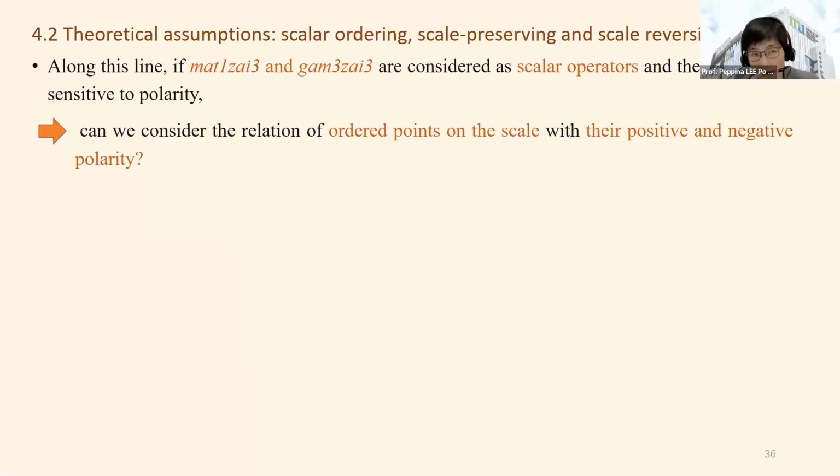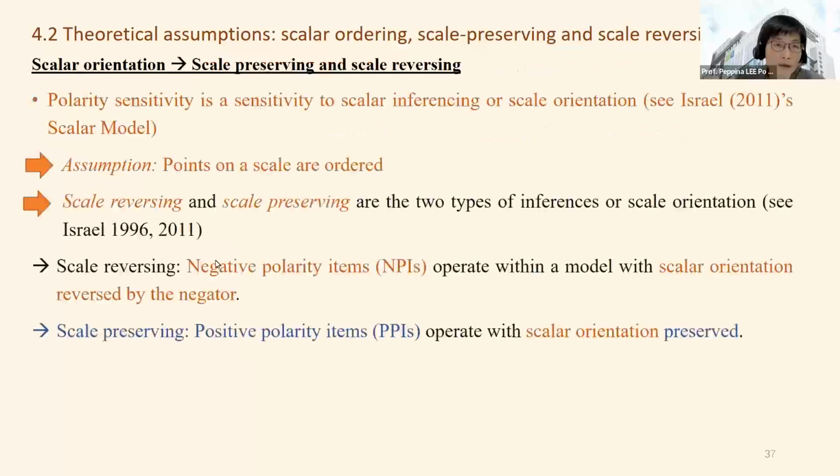Along this line, if Mazai and Gamzai are considered scalar operators and they are highly sensitive to polarity, we may consider the relation of all the points on the scale with the positive and negative polarities. Scalar orientation: we have two types, scale preserving and scale reversing. Polarity sensitivity is a sensitivity to scalar inference, as we mentioned earlier.